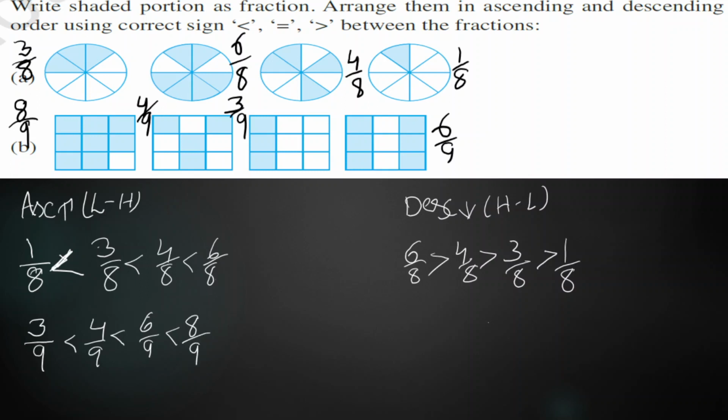And let me write the descending order. Here 8 is the greatest numerator, so in like fractions greatest numerator is the greater value. So this 8 by 9 is greater than 6 by 9, and this 6 by 9 is greater than 4 by 9, and this 4 by 9 is greater than 3 by 9.